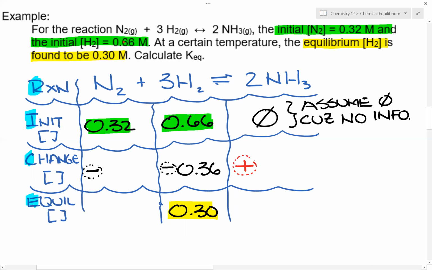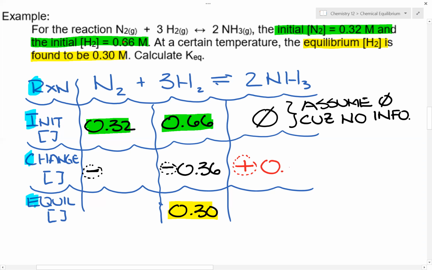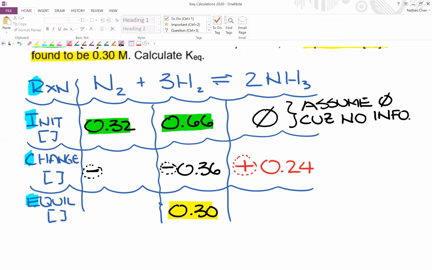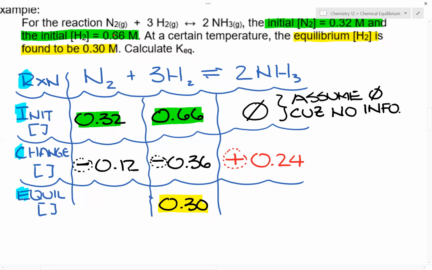Now, another way you could think of it is this. The products had to go up because you started with 0. There's no such thing as negative concentration. You have to have a positive concentration. So if you start off with 0, there's no choice but for the concentration to go up. Now, how much did it go up by? In this case, here went up by 0.24. Here it went down minus 0.12. Now, how do we figure this out?